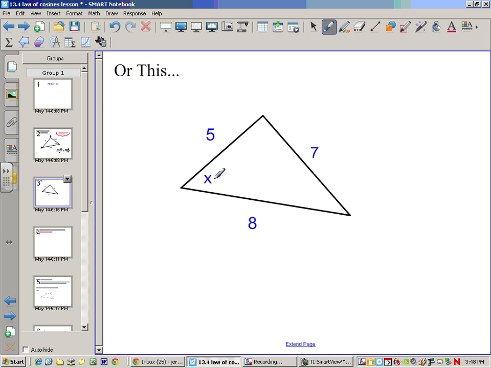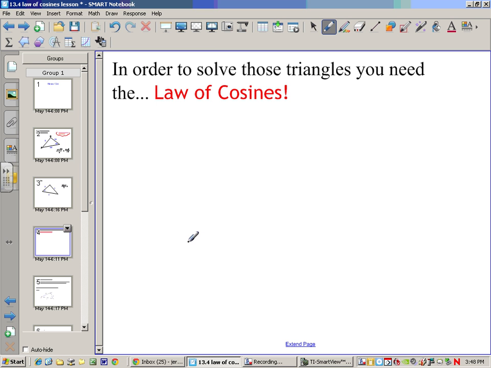Or if I wanted to solve this, I could say sine of x over 7 is going to equal the sine of y over 8. And again, I can't solve that because there's going to be two variables. So what we need to use is this thing called the law of cosines.